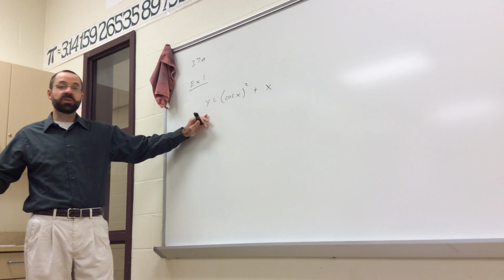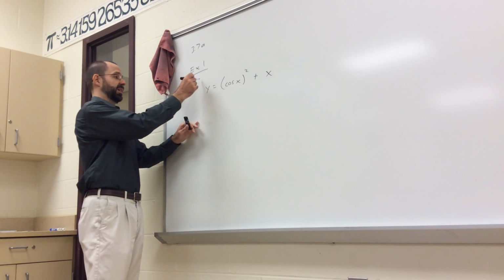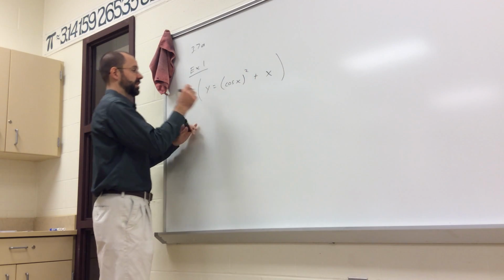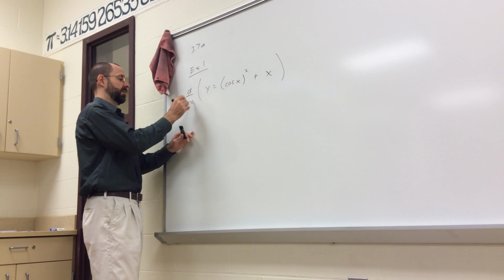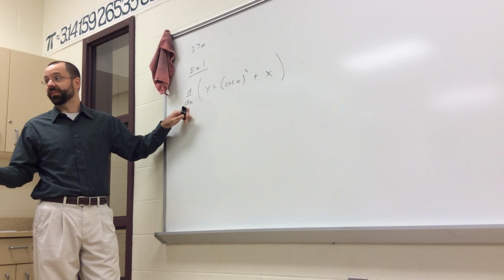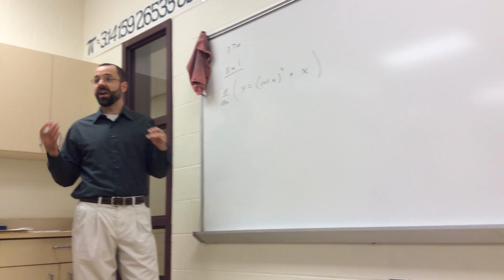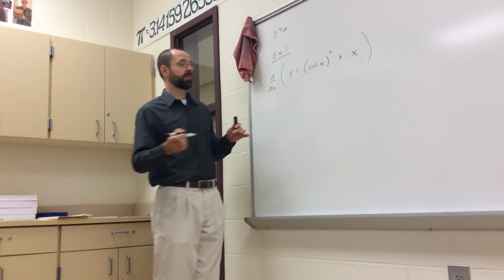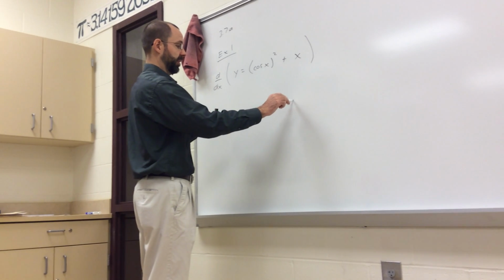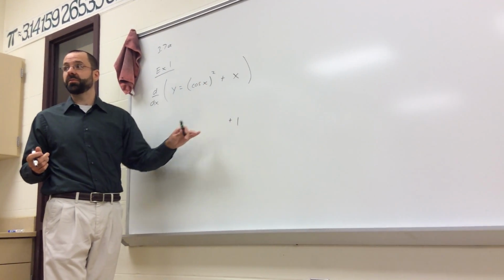Okay, so like we usually do, we're going to take the derivative of this. So I'm going to put a big d dx around it, and that symbol means take the derivative. When you take the derivative of x, that's 1. So let's do that first down here. That's probably the easiest part of it. Derivative of x is 1 as well.